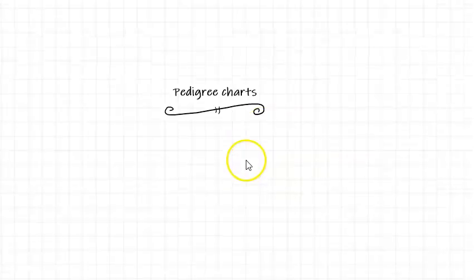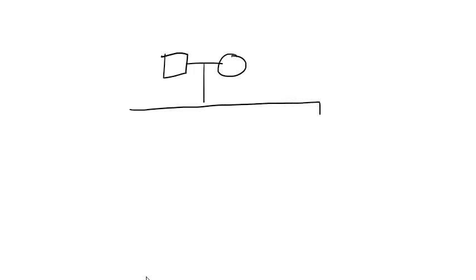Kia ora tātou. In this video we're going to be looking at pedigree charts. So pedigree charts are like family trees. So you'll see images that look a little bit like this, where you've got a square and a circle, and then the next generation will show various squares and circles as well.